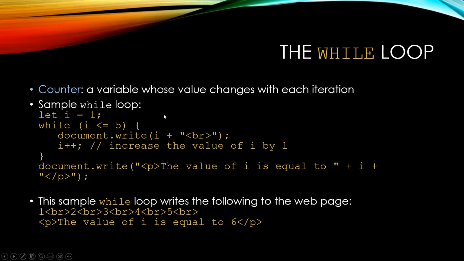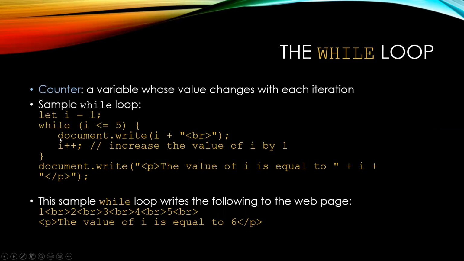So the while loop here is a counter. A counter is typically a variable that changes with each iteration, or it's just something that you use to keep track of where you are. So here's a sample. I've got let i = 1. I'm using my i here as my counter. So while my i is less than or equal to 5, it's going to write out the number with a BR tag for the HTML, which is a break. Then it's going to increment it by 1.